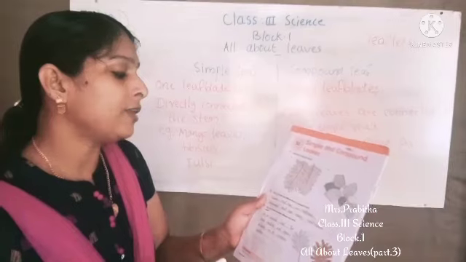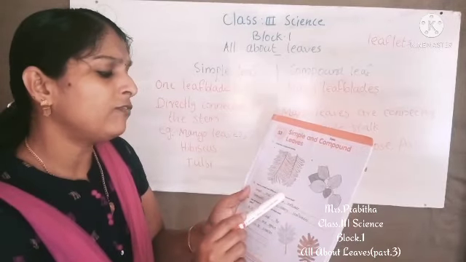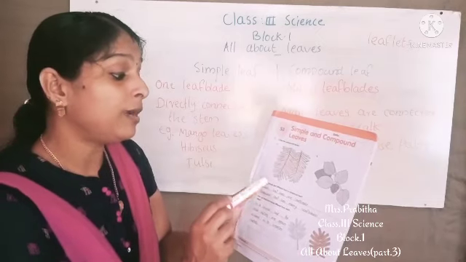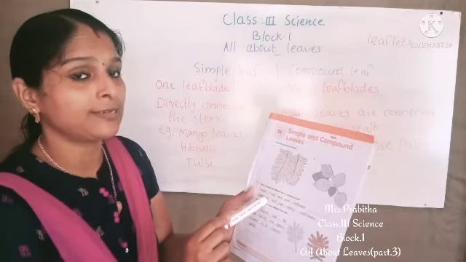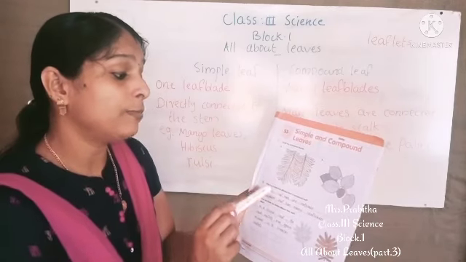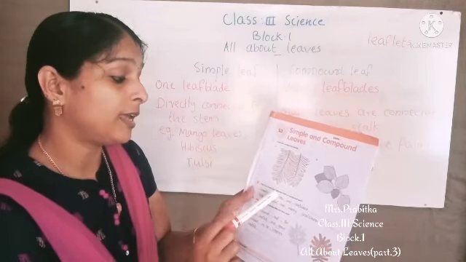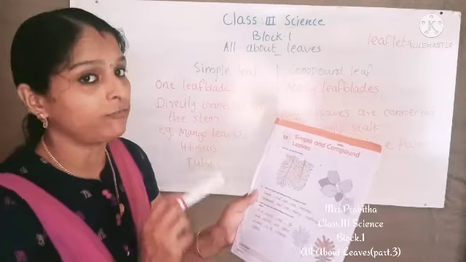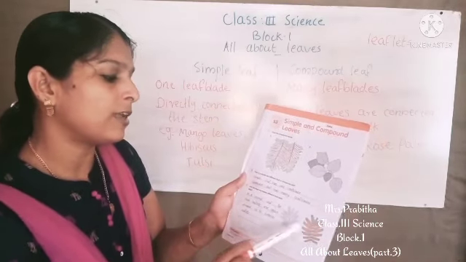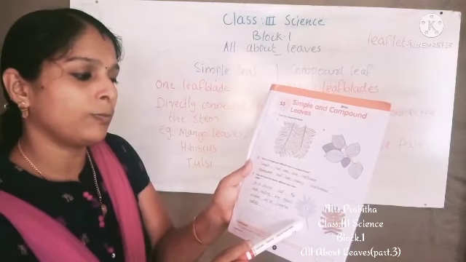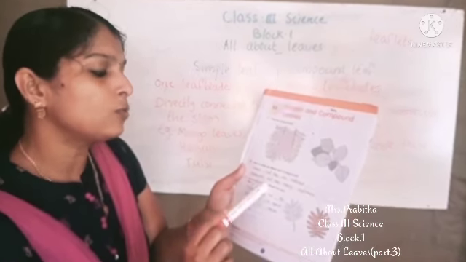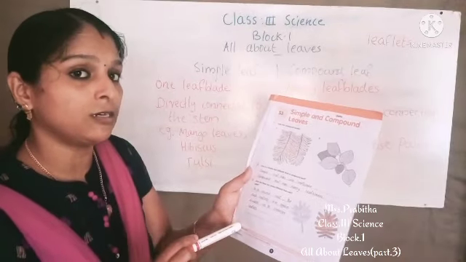Okay. Second question, how is simple leaf different from compound leaf? Very easily you can write. Simple leaf has one leaf blade. Compound leaf has many leaf blades. Okay, next question, you can see two pictures here. Two types of leaves we can find here. How are these two leaves different from each other?